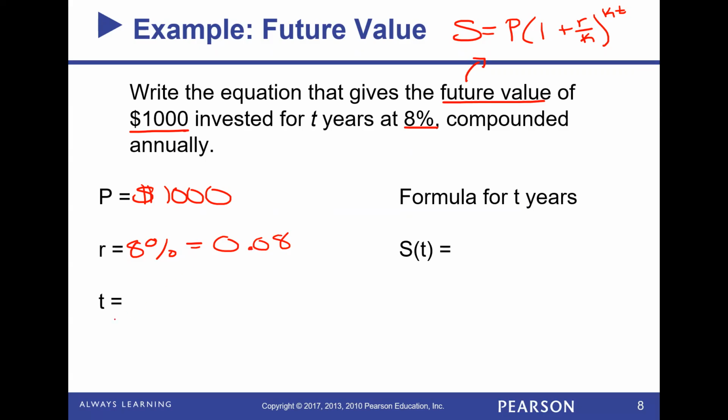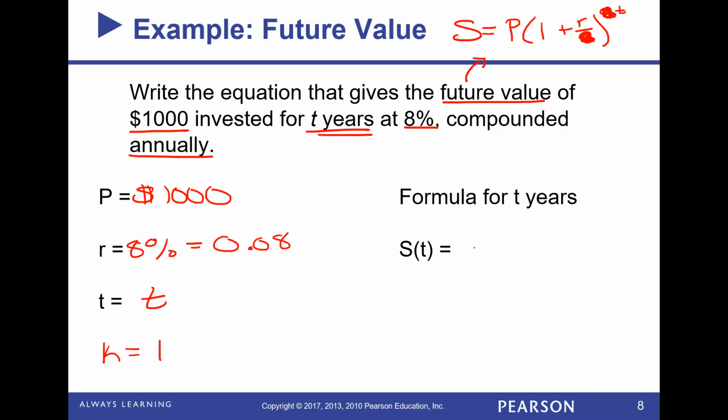Okay. Now, the other thing is K. K is what we don't normally see. Now, in our case here, they said the word annually, which is 1, right? And so that means that when I plug 1 into this formula, this is going to just disappear and this is going to disappear. Okay. Now write an equation that gives it for T years. So T is just going to stay as T.